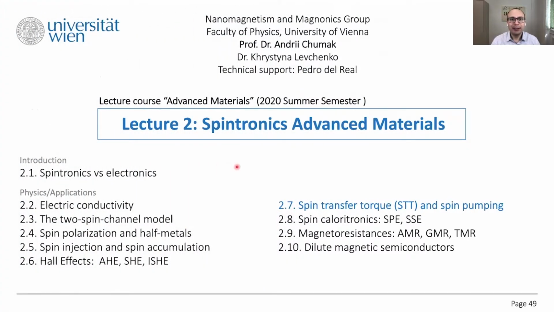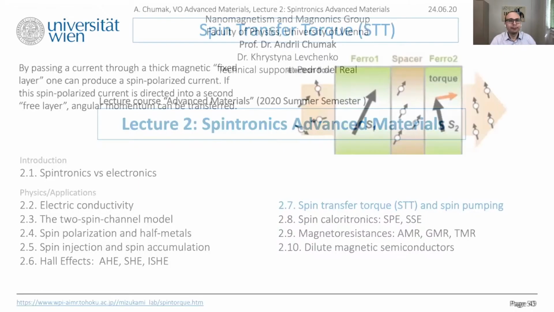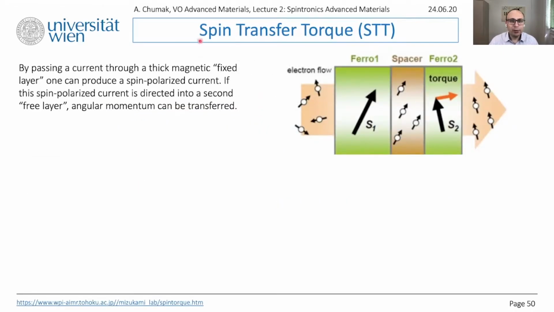Hello everyone, and welcome to the next part of the lecture, which is devoted to spin transfer torque and spin pumping phenomena. When we speak about spin transfer torque, we usually refer to this kind of picture, which consists of two ferromagnetic layers, ferromagnetic layer 1 and ferromagnetic layer 2, separated by a spacer of normal metal, non-magnetic metal.